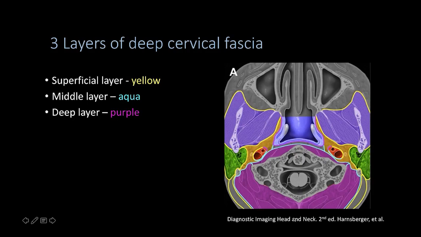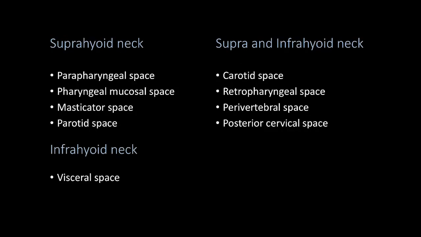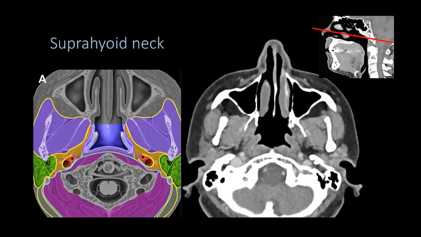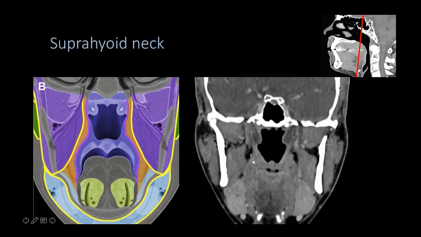And I'm going to be going back to this diagram several times. So these are the spaces that we're going to cover, and you can see that there are a couple of spaces that span both the suprahyoid and the infrahyoid neck. So this is just a corresponding CT image at the level of the nasopharynx. It goes along with this diagram, and this is the scout view that just shows you which level we're at. Same thing with the coronal image. You see the intracranial compartment here, the skull base, and then we have the mandibular ramus here.